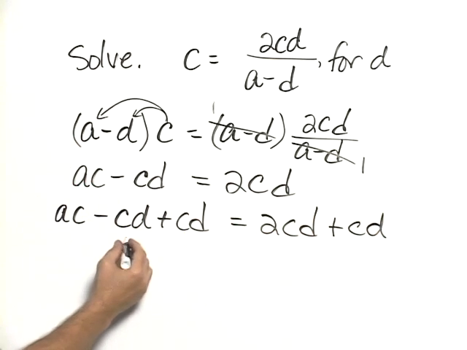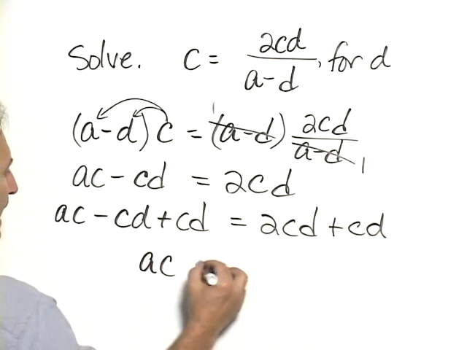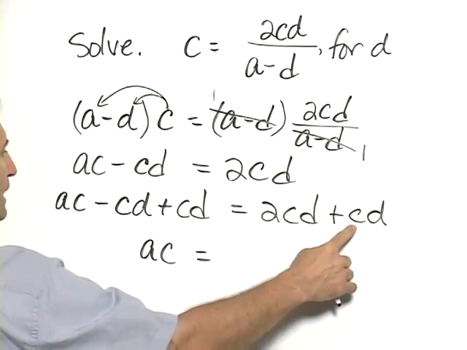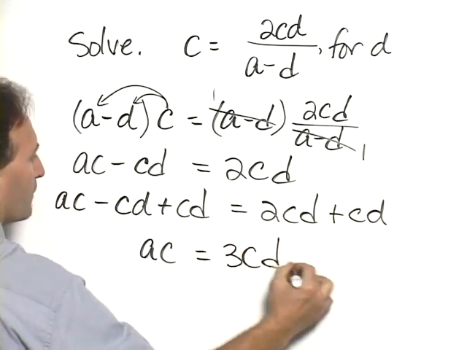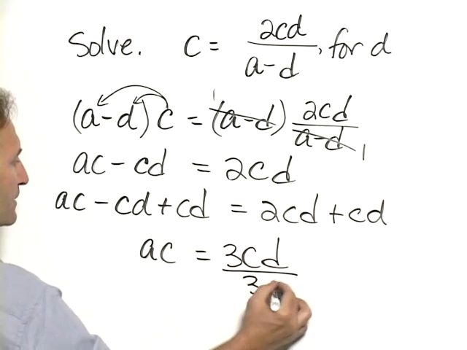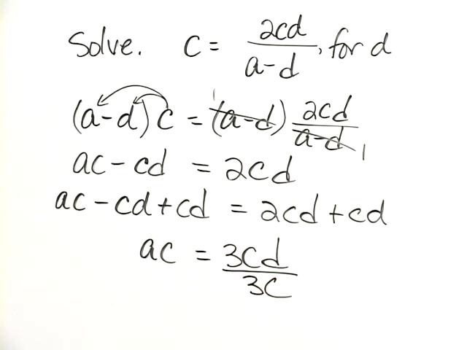On the left-hand side, the negative cd plus positive cd sums to 0, so we have ac is equal to, and on the right-hand side, we have 2cd plus 1cd for 3cd. We are isolating d, and that means we now need to divide both sides of the equation by the coefficient of d, which is 3c.